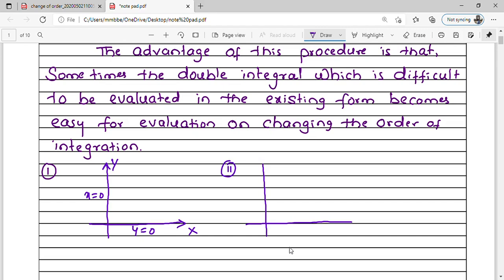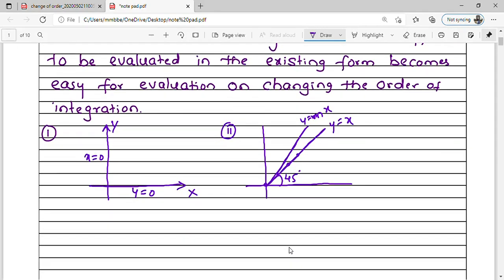y is equal to mx. As the m value changes, this line will change, but y is equal to x is the line through x equal to 0, y equal to 0; x equal to 1, y equal to 1; x equal to 2, y equal to 2. This is the 45-degree angle. This is y equal to mx, where m depends on the angle, but y equal to x means this is the 45-degree angle.